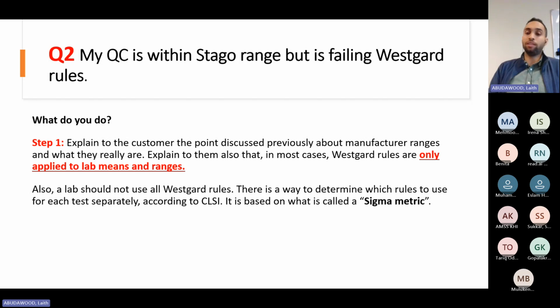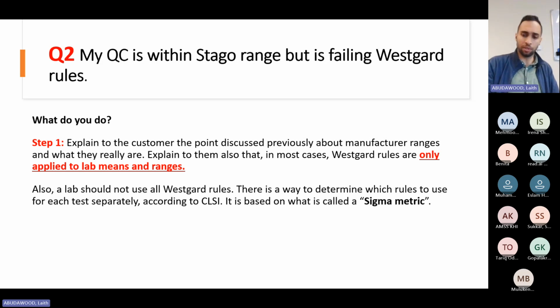But the way we decide on what Westgard rule we use or not, there is something called a sigma metric. Maybe you have heard of 6 sigma, 5 sigma, all of this stuff. Now, it's a very broad field. That's not the time to discuss it at all. But the sigma metric is a simple calculation, somewhat simple, not really that simple. It's a simple calculation that based on the outcome, we can tell what Westgard rules we really need and what Westgard rules we do not need. And that can be done for each parameter separately.